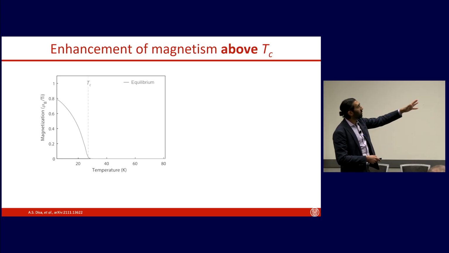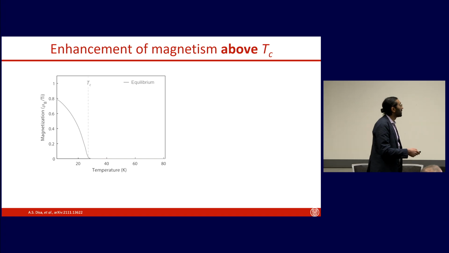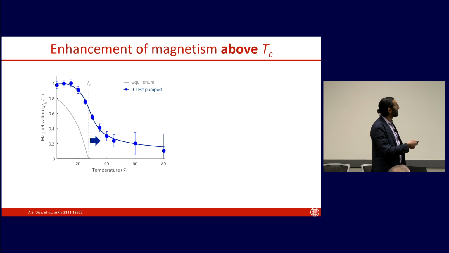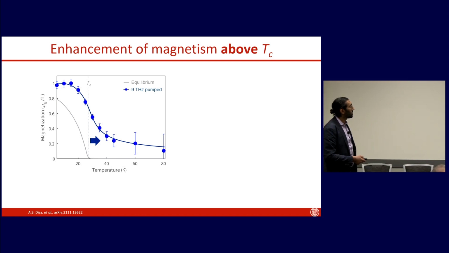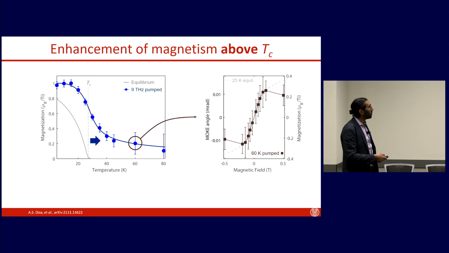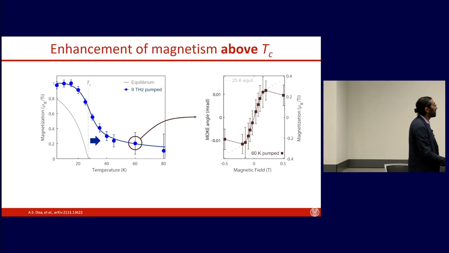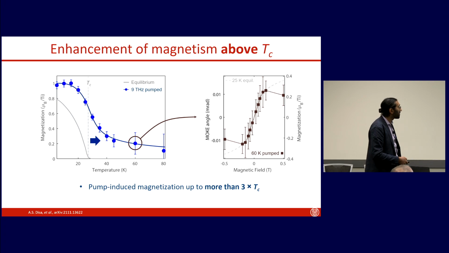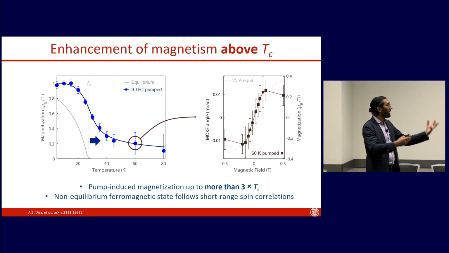Now we can see what happens when I go above Tc. Here again is equilibrium M versus T, and in the non-equilibrium state, here is the magnetization as a function of temperature. What we see is something that doesn't go away at all at Tc, but extends all the way up to at least 80 Kelvin, which is 3 times Tc. And if we look at what that magnetic state is, say at 60 Kelvin, we see something that really follows the ferromagnetic stiffness that you find just below Tc. So it seems like a real non-equilibrium ferromagnetic-like state.